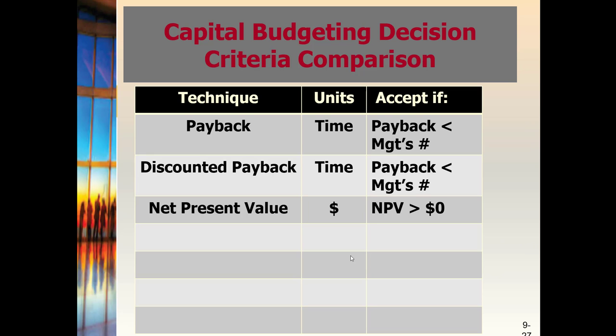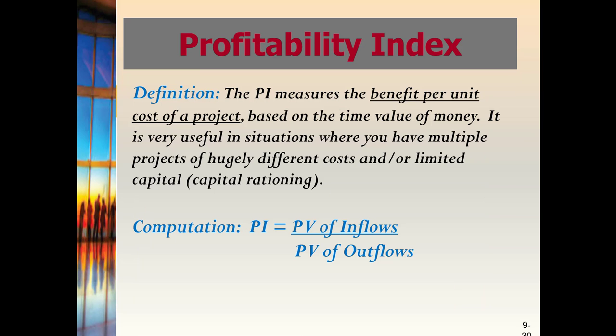So this slide summarizes the technique we learned so far. Net present value decision rule: as long as they can create positive net present value, then the manager should accept the project. The next technique is the profitability index. Sometimes I just call it PI.